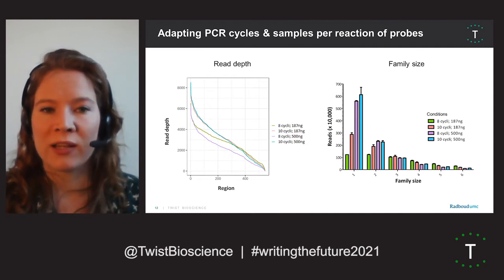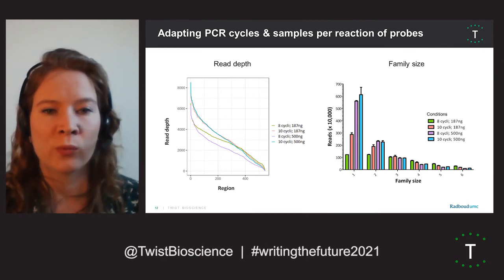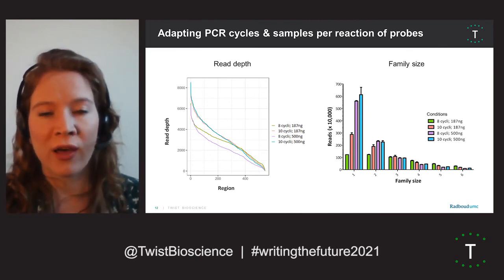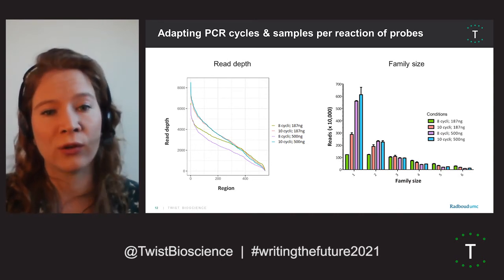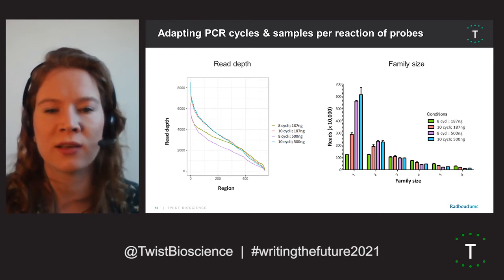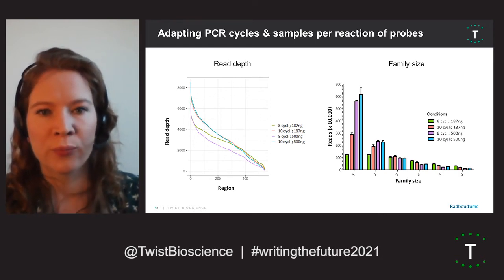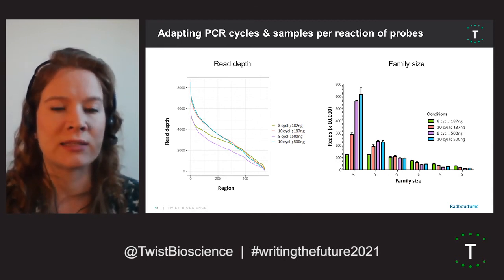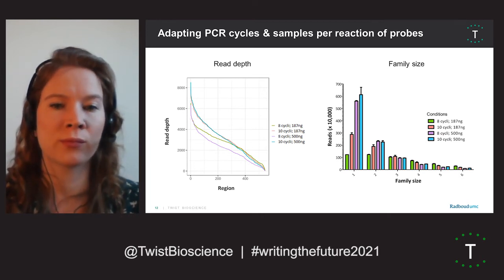Moving on towards family size, with on the y-axis the number of reads that we obtained, you can see that the 500 nanogram samples have a higher number of singletons, or 1 in a family size, compared to the other condition. So this means we ended up with 10 cycles and 187 nanograms per sample in the hybridization.